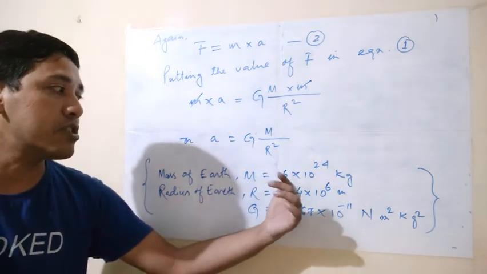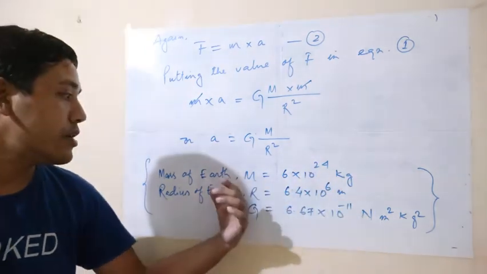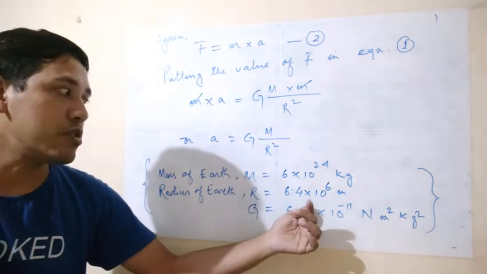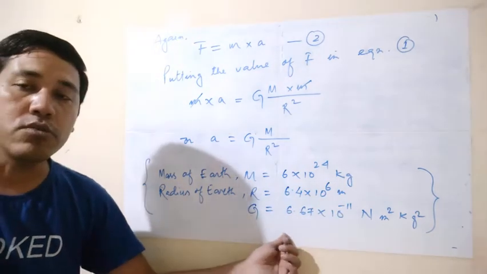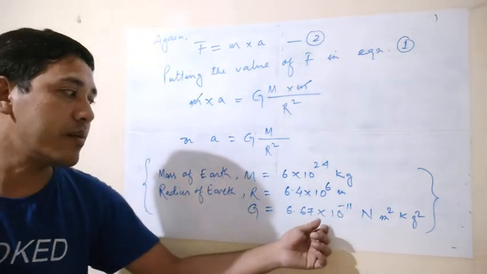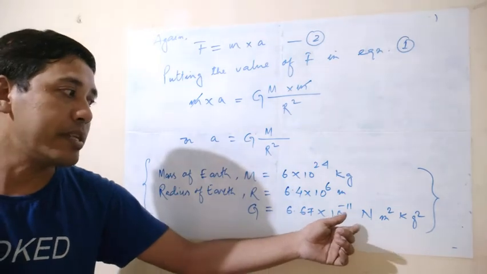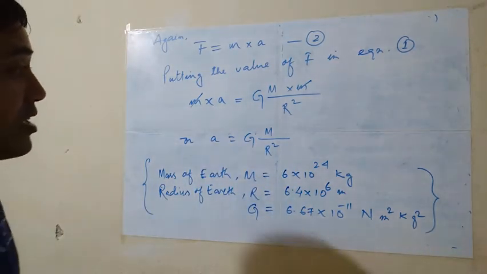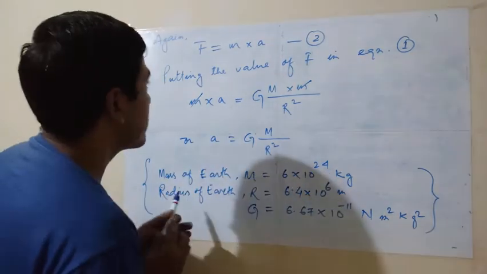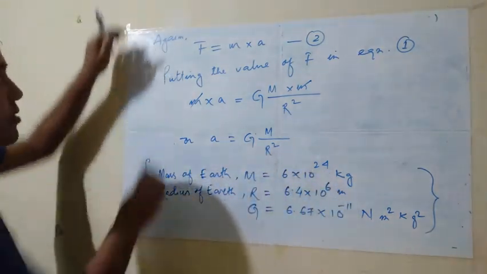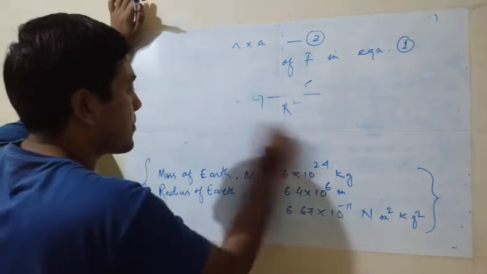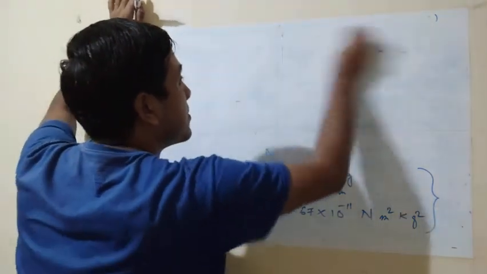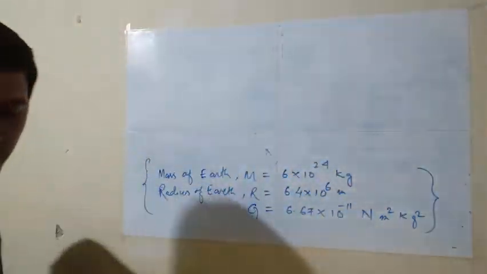Mass of the earth is equal to 6 into 10 to the power 24 kg. Radius of the earth is equal to 6.4 into 10 to the power 6 meter. G is equal to 6.7 into 10 to the power minus 11 Newton meter square kg inverse 2. Now I will put these values in here. We get what?